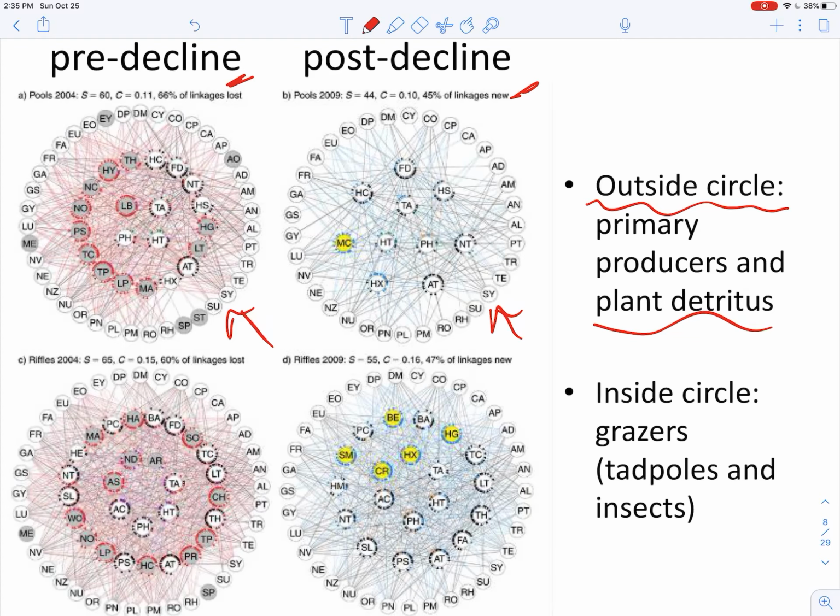The inside circles represent grazers overall, so tadpoles and insects. So in the most inner circle, we're looking at different tadpole species. And then on the outside of the circle here, we're looking at mostly insect grazers. And they're breaking this up into studying it in different habitat types, so pools versus riffles.